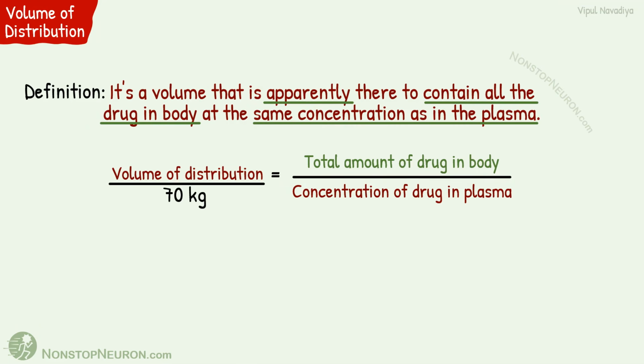One last thing. To keep the discussion simple, I have mentioned all the volumes for a 70 kg adult person. To make the values applicable to people of all weights, we can find the volume per unit weight. For that, we would need to divide volume by body weight. In that case, the unit will be liters per kilogram. But that is just a technicality. The concept that you need to understand is what we have seen in detail. I hope you now understand the apparent volume of distribution.